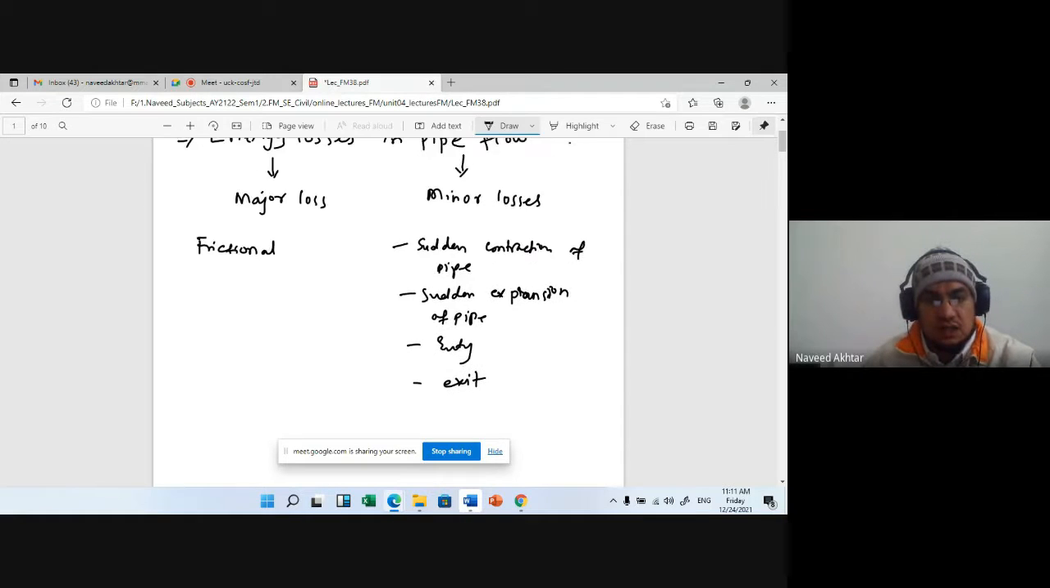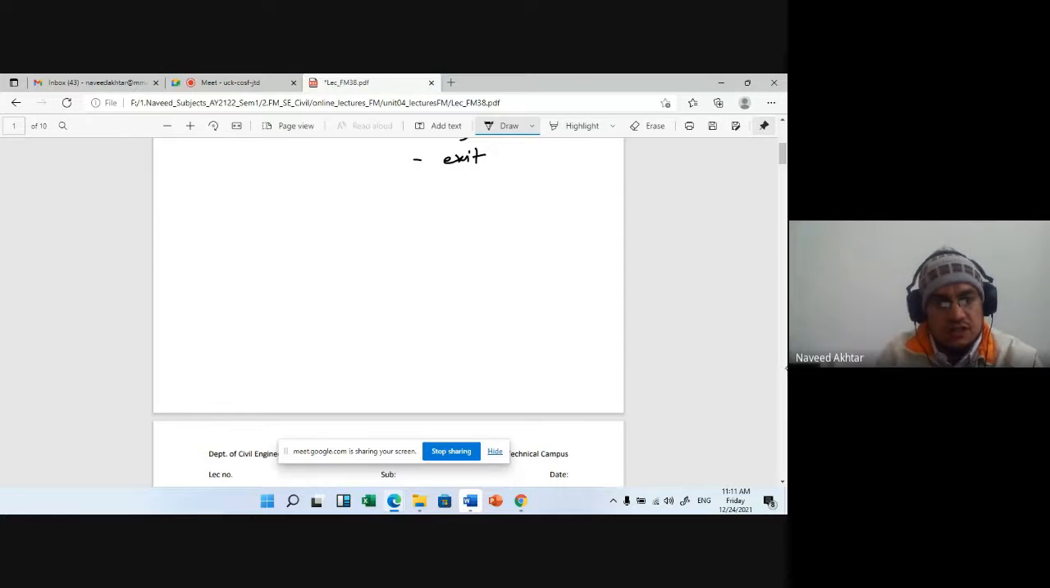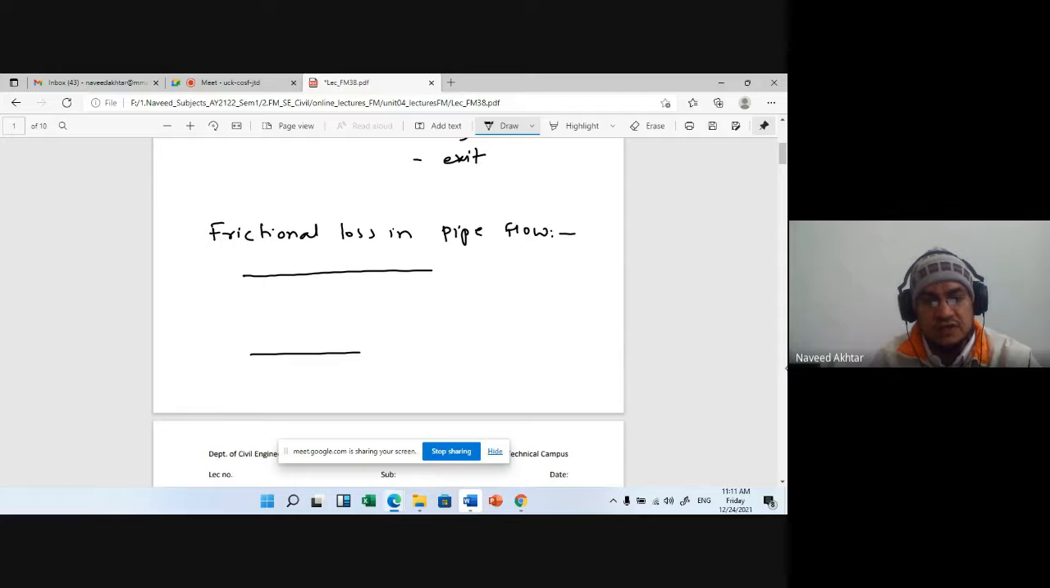So we will start with the major loss, that is the frictional loss in a pipe flow. When a liquid is flowing through a pipe, the velocity of the liquid layer adjacent to the pipe wall is zero. So this is your pipe wall. Near the pipe wall, the velocity is zero, and this is the velocity gradient.